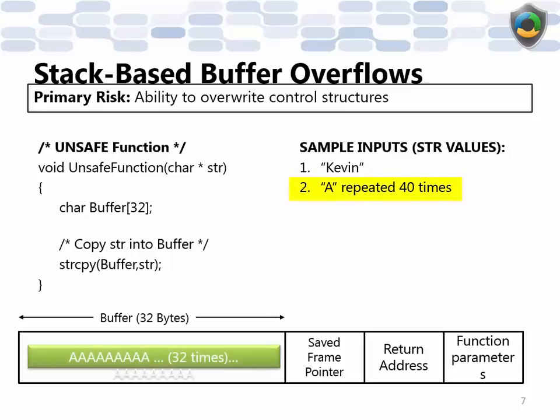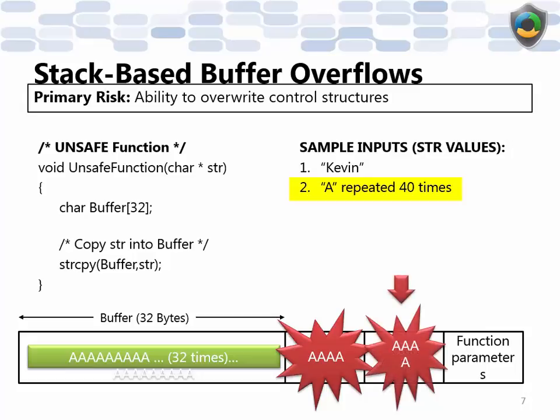But let's check the second one, which has, again, 40 character A's. So the function will copy the first 32 A's into the space allocated for the buffer, but what about the last 8? What happens to these? Well, string copy continues copying the remaining 8 over the saved frame pointer, as well as over the saved return address.